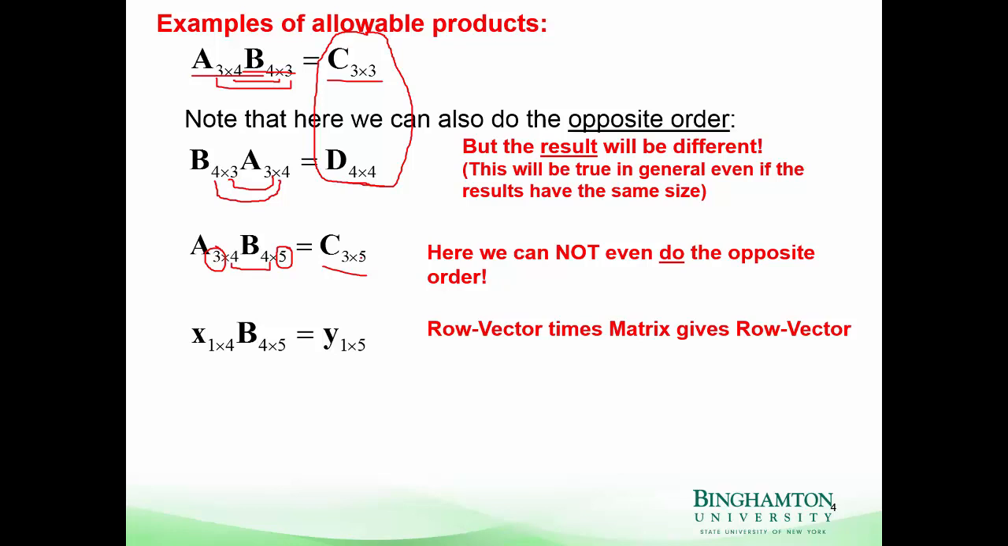And here's an example of a row vector times a matrix. Now remember, we saw that a matrix times a column vector gives a column vector, and here we see that a row vector times a matrix gives back a row vector. So this is kind of nice. We can think of the matrix as a machine, and the vector is the thing that goes into it.